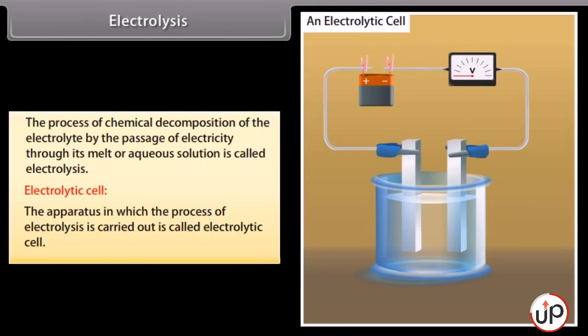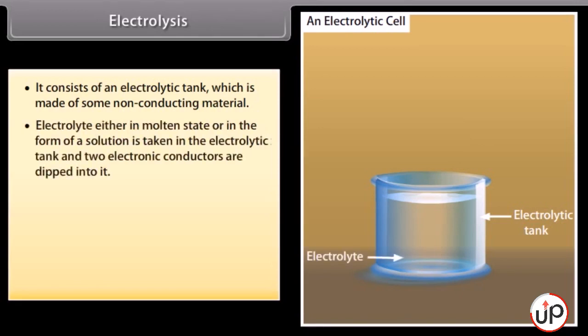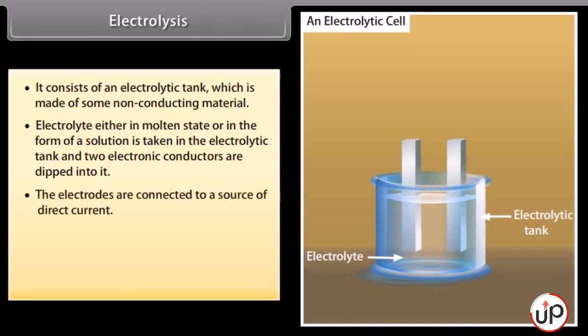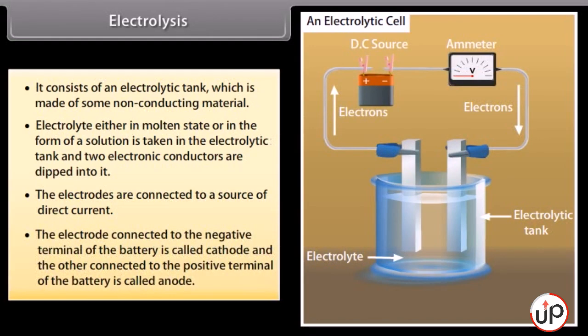The apparatus in which the process of electrolysis is carried out is called an electrolytic cell. It consists of an electrolytic tank which is made of some non-conducting material. Electrolyte, either in molten state or in the form of a solution, is taken in the electrolytic tank and two electronic conductors are dipped into it. The electrodes are connected to a source of direct current. The electrode connected to the negative terminal of the battery is called cathode, and the other connected to the positive terminal of the battery is called anode.